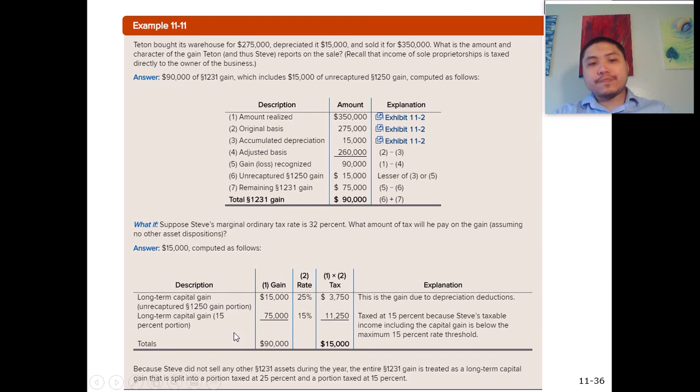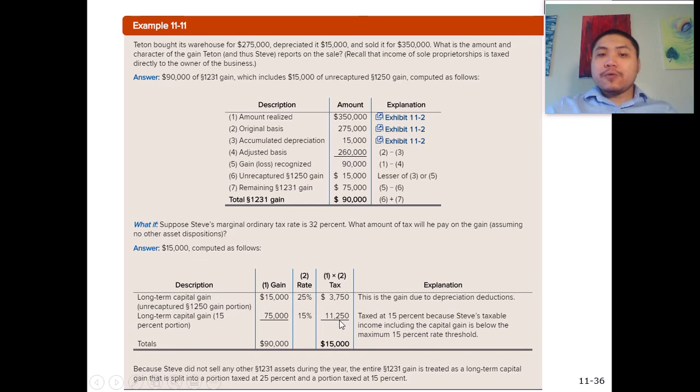So again, this gain generated from depreciation is not treated as ordinary income, like what we do for a Section 1245 asset. It is treated as a class of its own, pretty much, and it is taxed at a different tax rate. So let's look at how we're going to tax this gain. For the $15,000 of gain, we're going to tax at 25%. And then the remaining $75,000 we tax at 15%. This is a preferential tax rate.